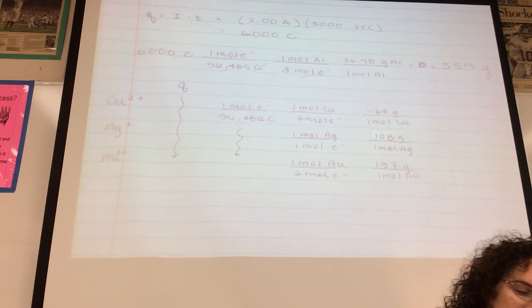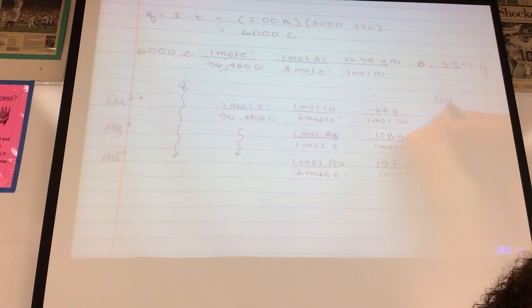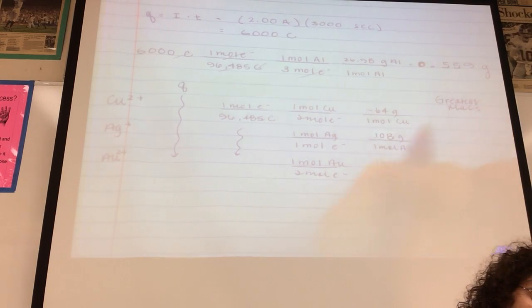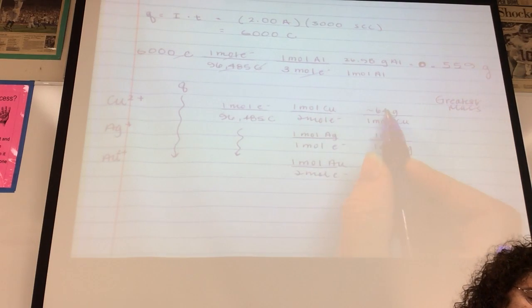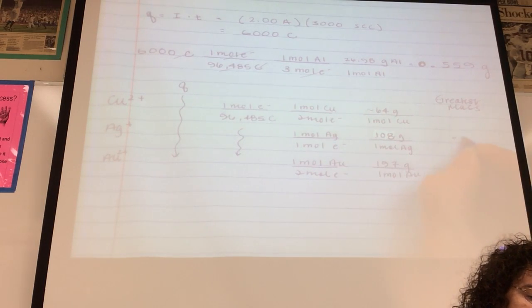All right. So, what's going to make the greatest mass? This is just going to be a multiple of 32. This is going to be 108, and that's going to be half of that, less than 100. So this is the winner.